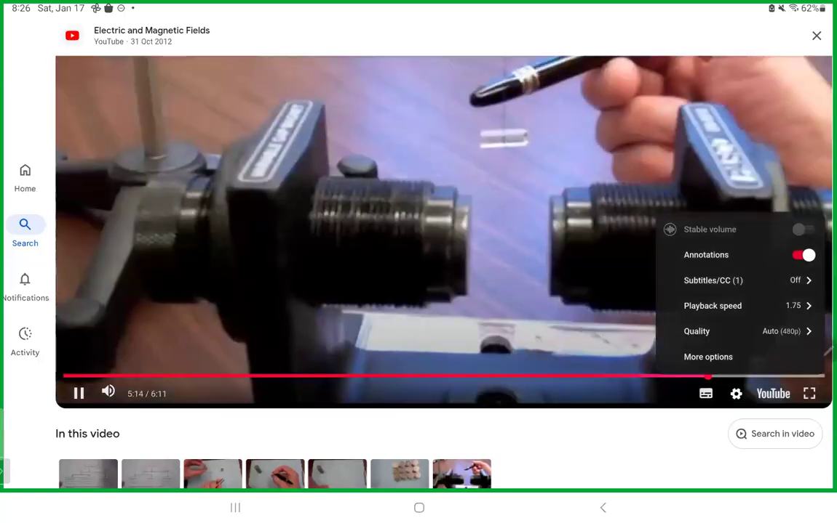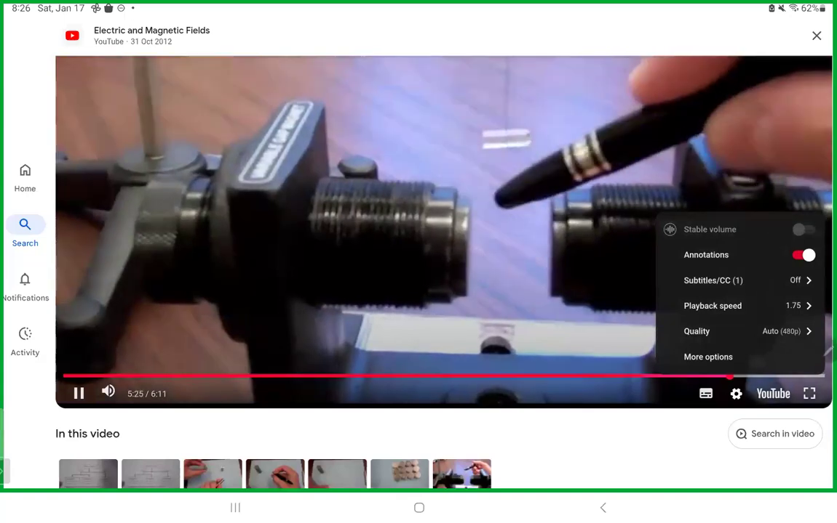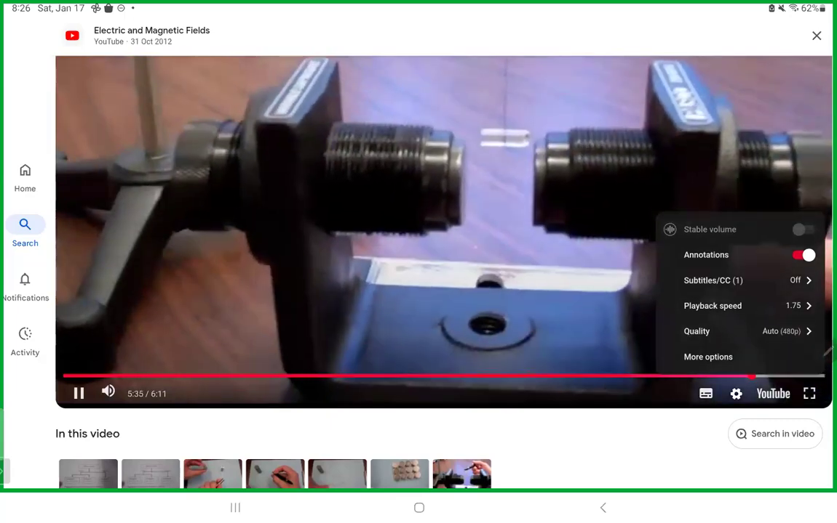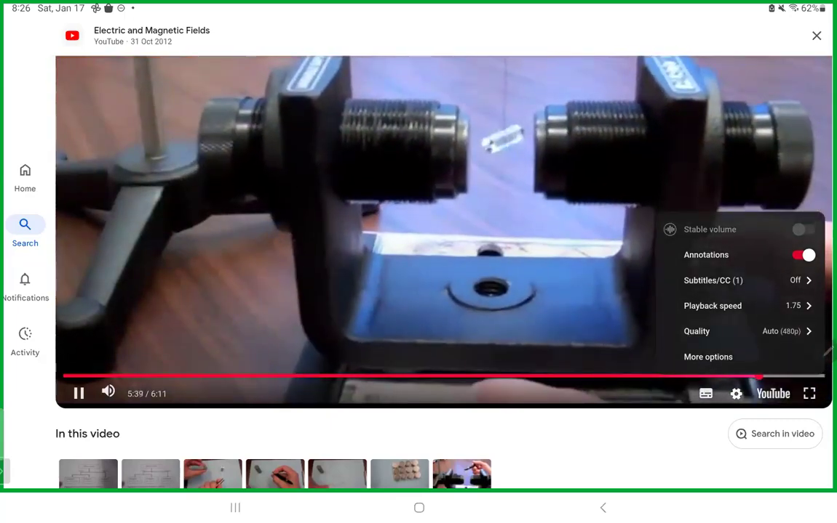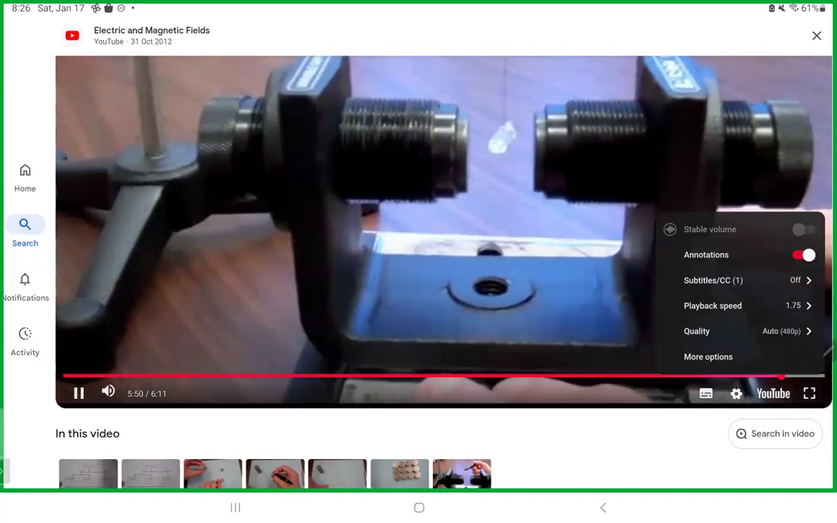So now we have a glass rod suspended from the thread, and glass is a diamagnetic material, so what will happen when the glass rod enters the high magnetic field is that it's going to rotate so the axis of the glass rod is perpendicular to the magnetic field. So you can see how the glass rod has rotated so that it's perpendicular to the magnetic field, and when I remove it from the magnetic field, it will go back.